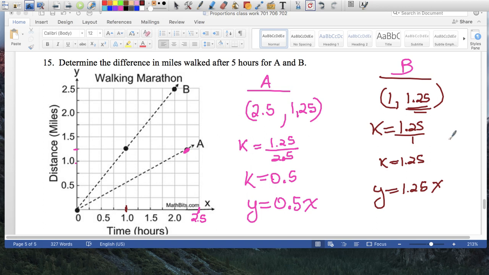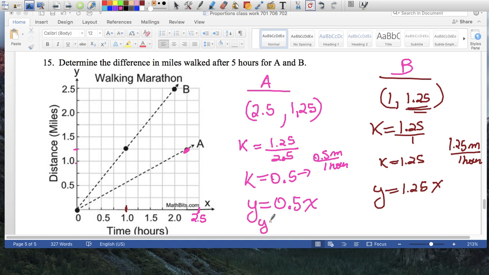Let me write the unit rates here. For person B, the unit rate is 1.25 miles in 1 hour. That's how far he traveled. And person A travels 0.5 miles in 1 hour. Obviously, person B is the faster person. The question is asking what happens after 5 hours. So after 5 hours, we can use the equation, and that's what we're going to do.